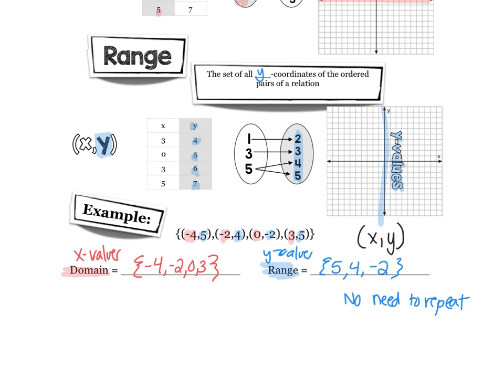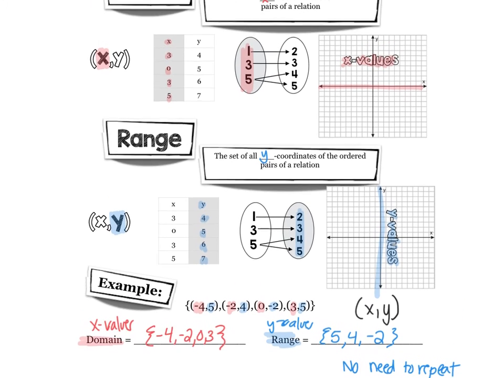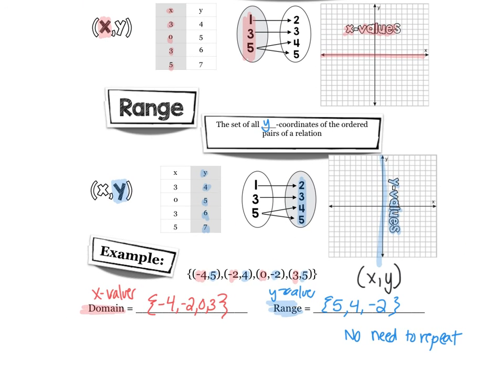Okay? So that is your basics of domain and range when it comes to plotting in the coordinate plane and functions in the coordinate plane.